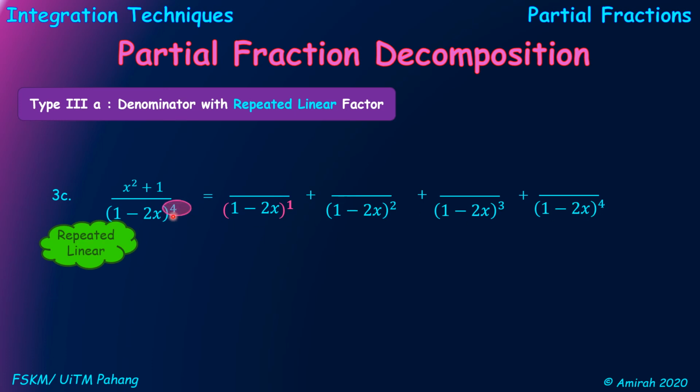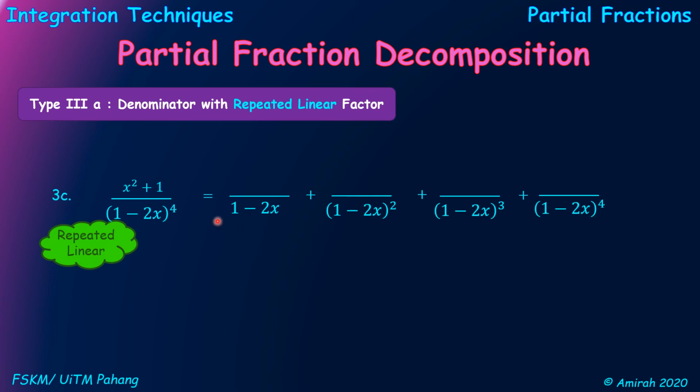Alright, from the power of 4 here, we repeat from bracket to the power of 1, and then bracket to the power of 2, bracket to the power of 3, and bracket to the power of 4. This is the concept we use in repeated linear factor. We repeat based on the given power here.